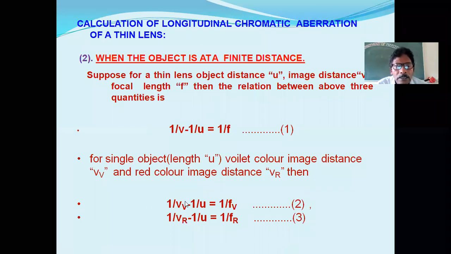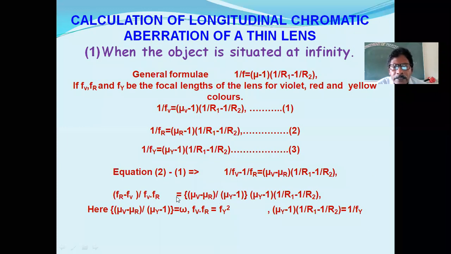So here, in the place of mu v minus mu r by mu y minus 1, it is omega, and in the place of the other term, it is written as 1 by fy. So when we take this fv into fr onto the right hand side, it comes into the numerator. One fy is cancelled, so we get omega fy is the value for fr minus fv.